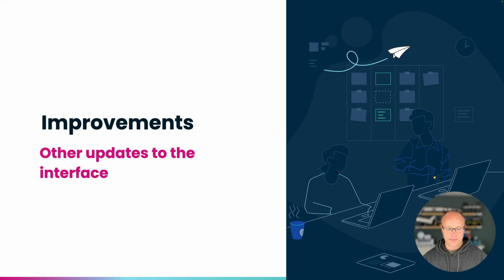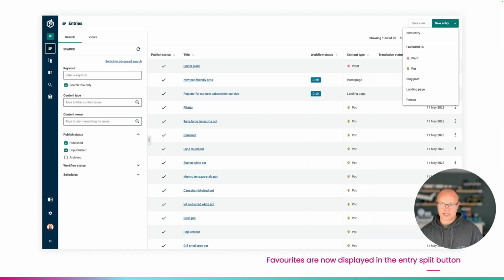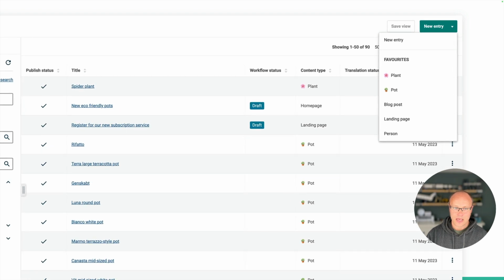As with all existing Contensis updates, we've made additional changes to the interface. So by introducing the new dashboard, we've also introduced this idea of surfacing new entry favorites. So when you click on the split button in the interface, when creating new entries now, you'll see your favorite content types listed to take one step out of creating commonly used content. So as you see here, we've got plants and pots and blog posts as a quick access menu.